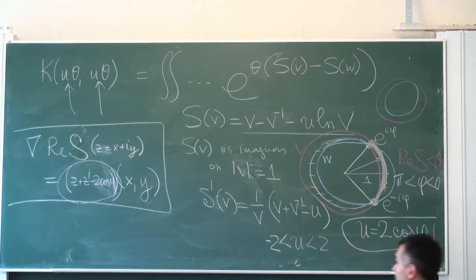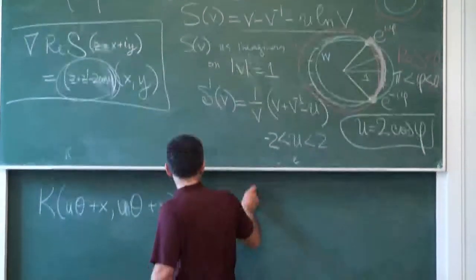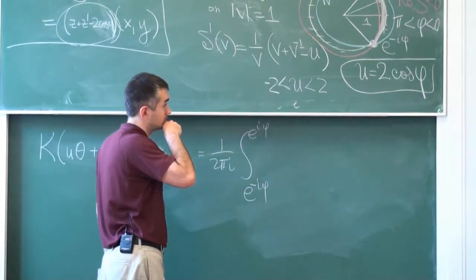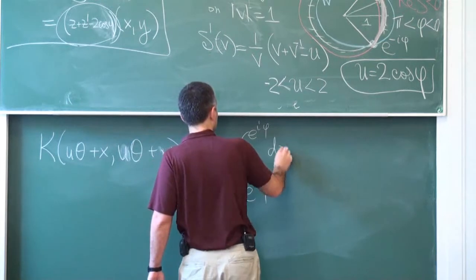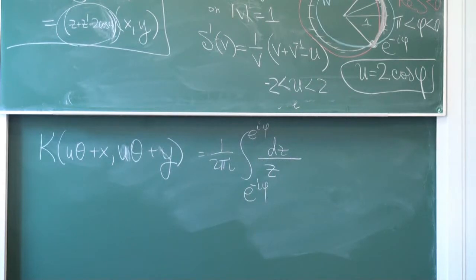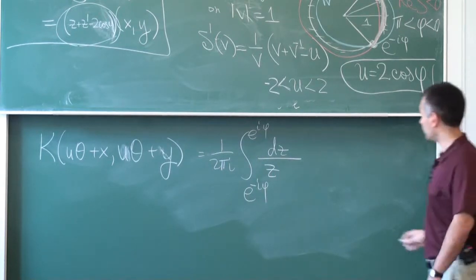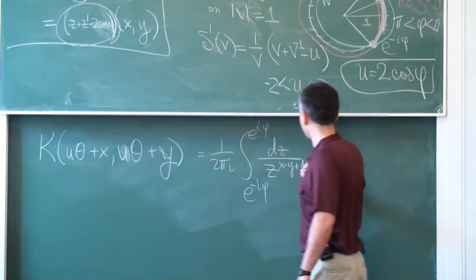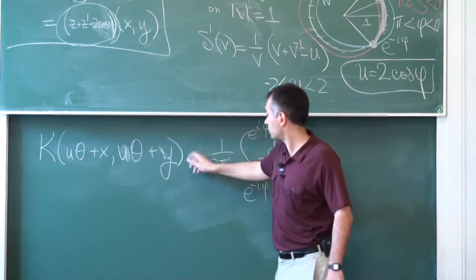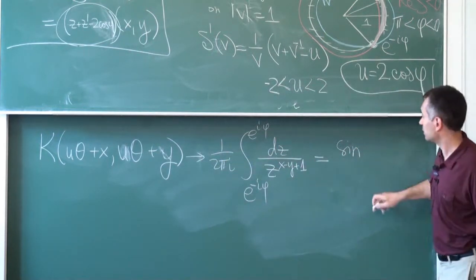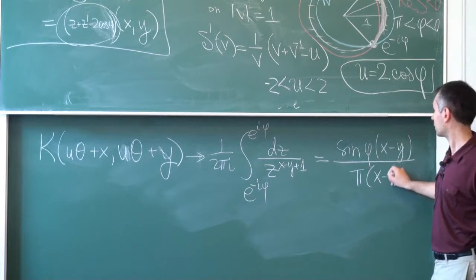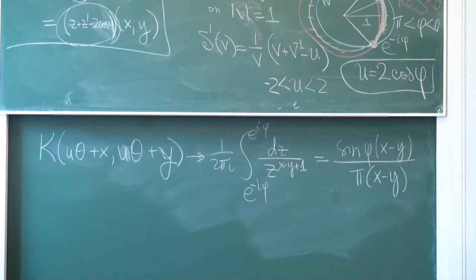Now, if I pick the residue, this will give me 1 over 2 pi i, the integral e to the minus i phi e to the i phi. And then instead of dz over z, I'm going to have dz over z. If v is equal to w, then these things give me x minus y plus 1. So this converges to sine of phi times x minus y divided by pi times x minus y. The integral is elementary, you can just compute it.